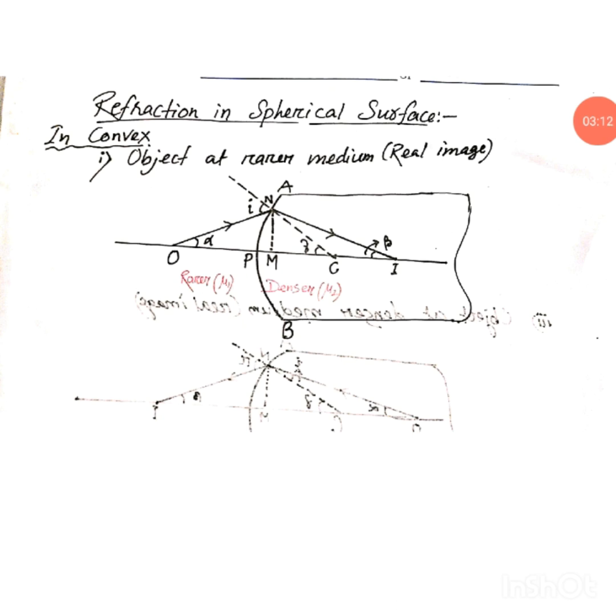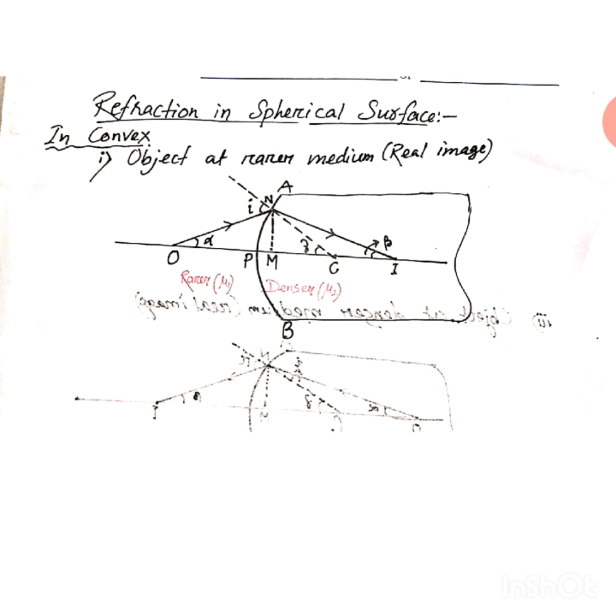So here you see what we have to do. In both the cases we have to study how the images are formed. So first of all we have to study the convex surface: how the images are formed and what the nature of the image is. There you see, I have given number 1, object at rarer medium.